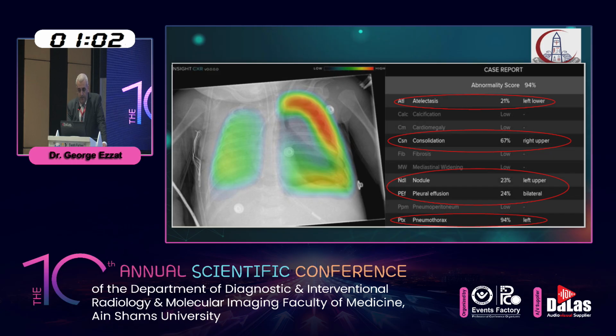The AI picked up the pneumothorax with a certainty of 94%, picked up the consolidations on the right side with a good probability score, and the pleural effusion, as always, the probability score was a little less certain than the rest of the findings.